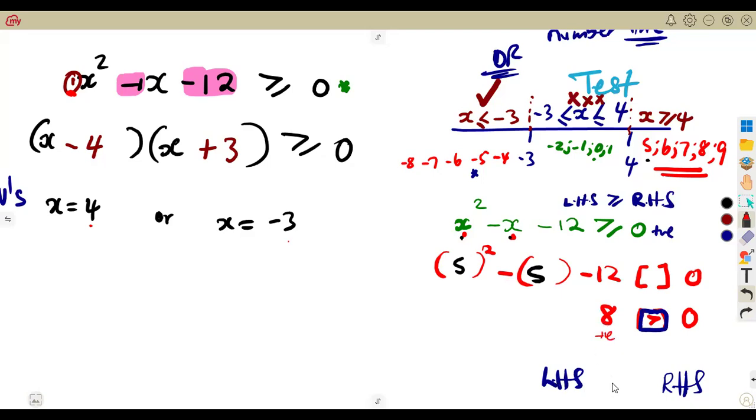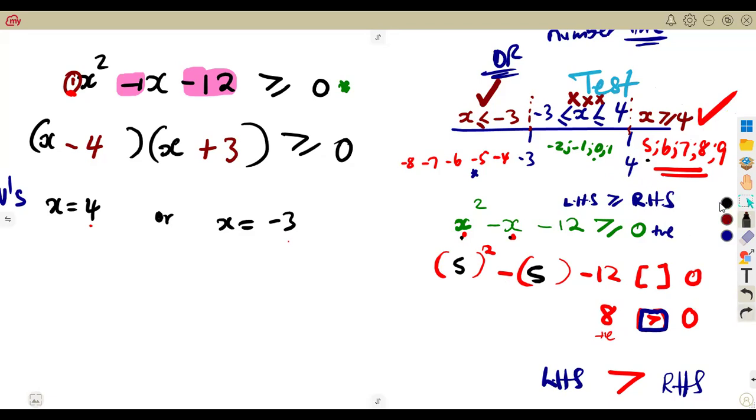So the left-hand side is bigger than the right-hand side, which is exactly what we are seeing here. The left-hand side is bigger than or equal to the right-hand side. So these numbers that are greater than or equal to 4 are maintaining our inequality. They give us exactly what we want. These values that are greater than or equal to minus 4, they are part of our solution.